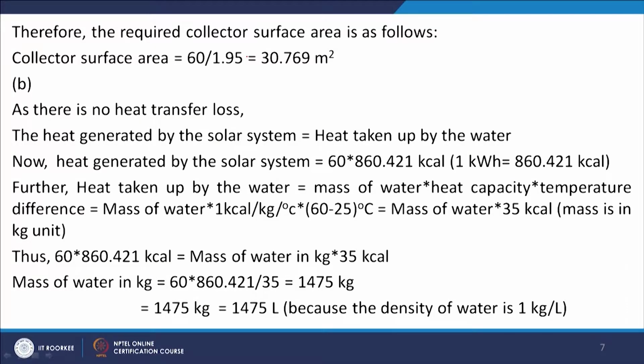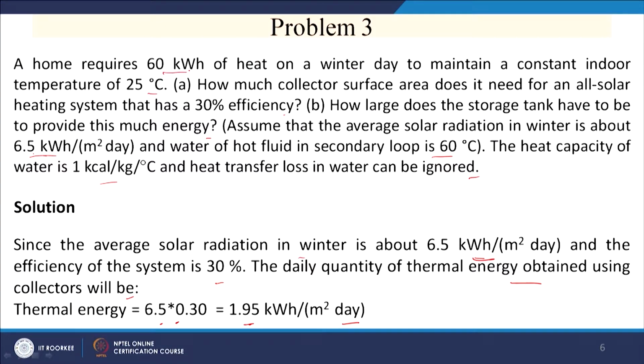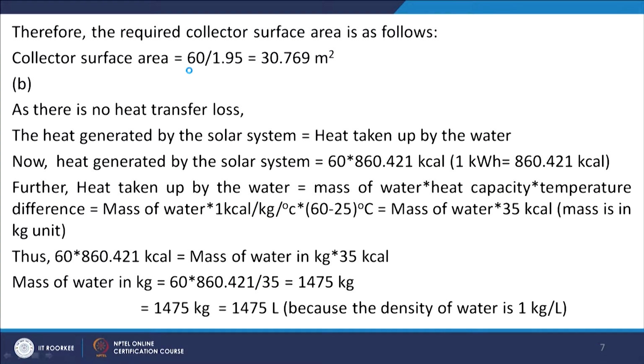Therefore, what will be the required collector surface area? We need 60 kilowatt hour. For 1 meter square, we get 1.95 kilowatt hour on that day. So, 60 divided by 1.95 is equal to 30.769 meter square, which is the collector area required to get a sufficient amount of energy to maintain the room temperature at 25 degrees centigrade.